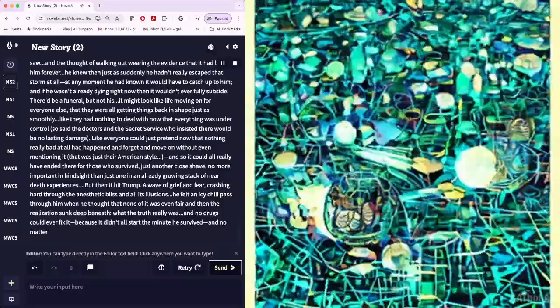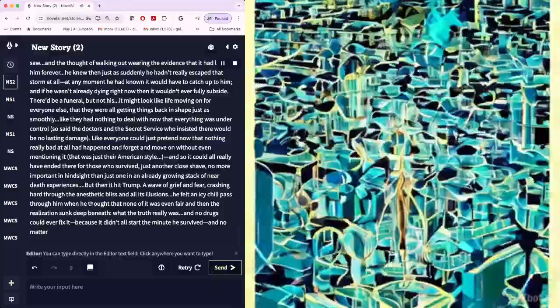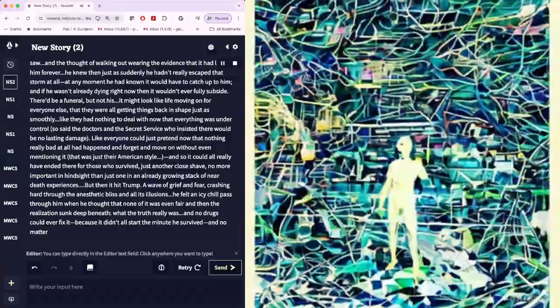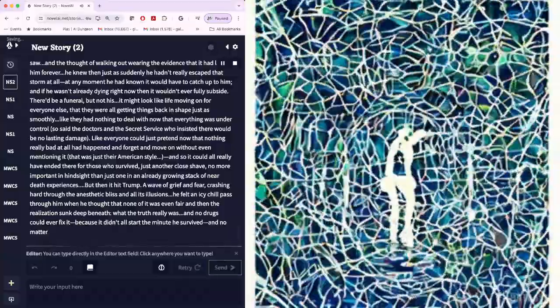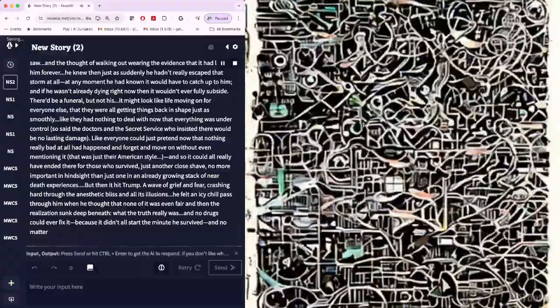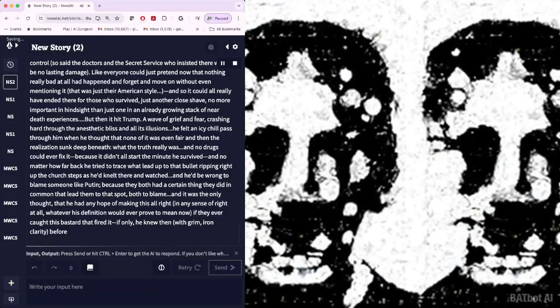To think about what had happened, what the world just saw, and the thought of walking out wearing the evidence that it had left on him forever, he knew then just as suddenly he hadn't really escaped that storm at all. At any moment he had known it would have to catch up to him. And if he wasn't already dying right now, then it wouldn't ever fully subside. There'd be a funeral, but not his.